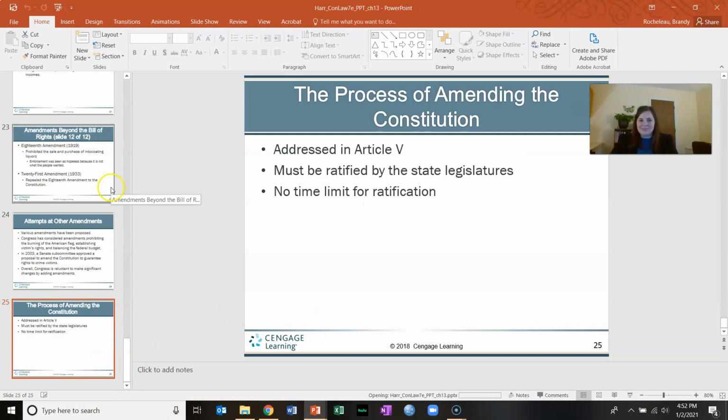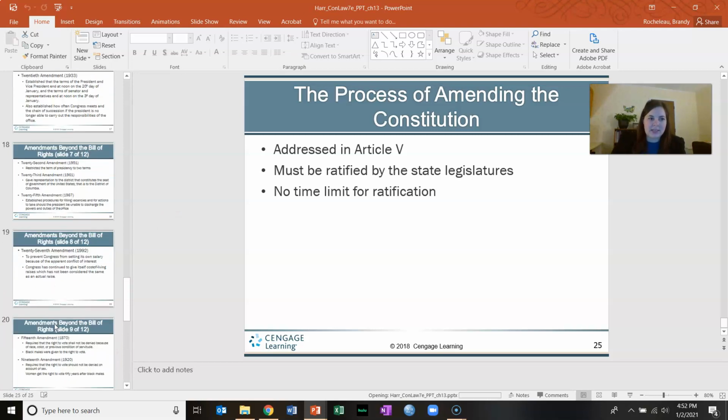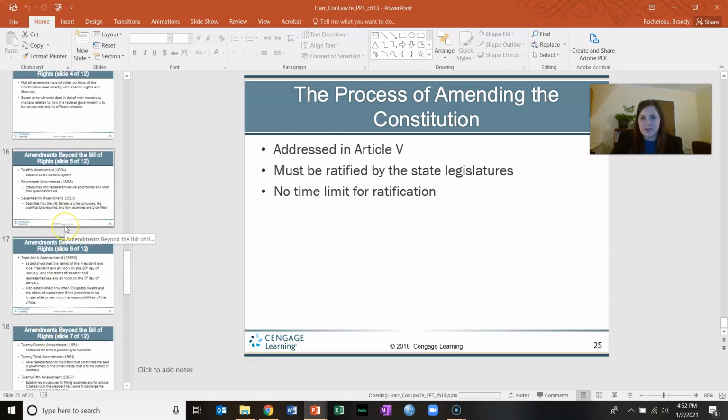Now that we've talked about all these amendments, the process of amending the Constitution is addressed in Article 5. Amendments must be ratified by state legislatures, and the Constitution doesn't set a time limit for when ratification must occur. This lecture, again, is pretty short, just focusing in on the text of these amendments. There is more detail in the chapter.